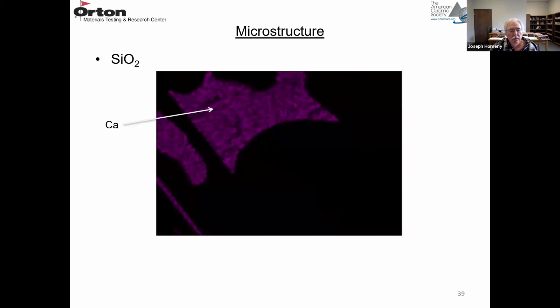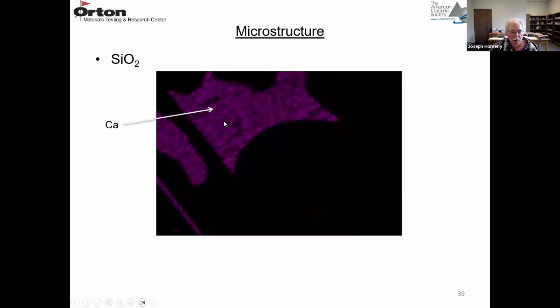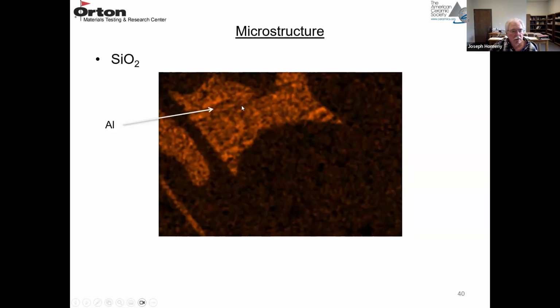silicon. And if you map the mineralizer lime, Ca, it's in purple here. And at this point, it's concentrated in those crystals of wollastonite. And you can also map the aluminum. Well, this is in purple for the lime. The alumina is orange. It's basically concentrated in the glass matrix.